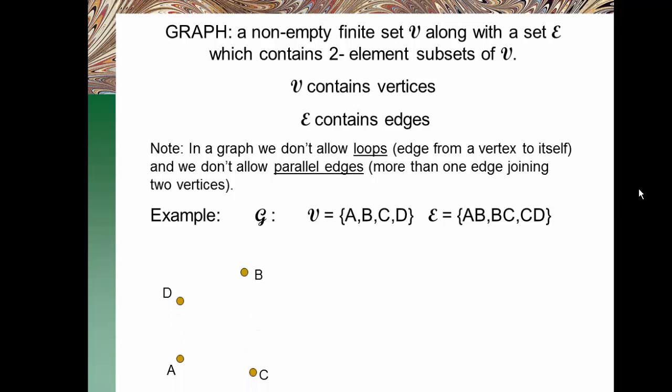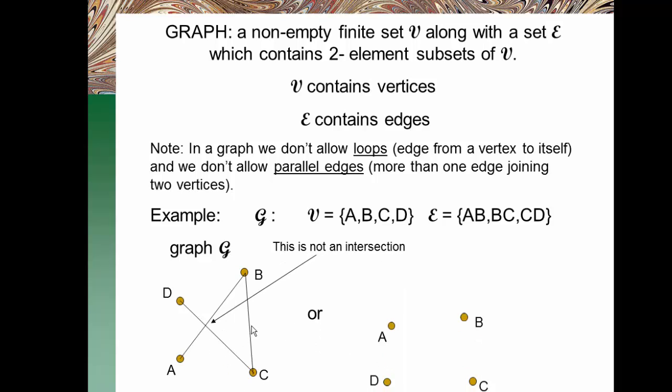Graphically, this is represented by points on the plane, and the edges are simply segments. Here's the edge AB, or BA, since it's a subset. It's a two-element subset of V. It doesn't matter if we refer to it as AB or BA. It's the same edge. Here's BC, edge CD or DC. And this is a graphical representation of a graph. We can represent the same graph this way and in many other ways.